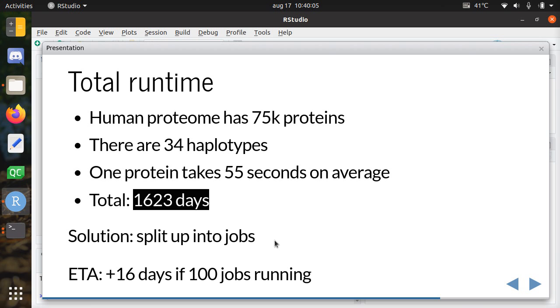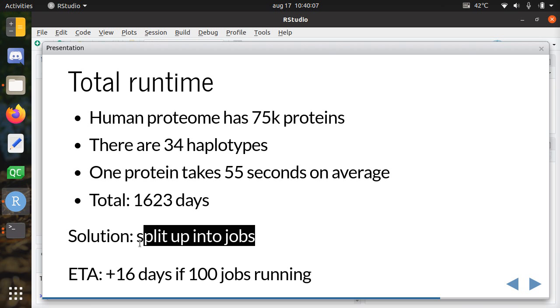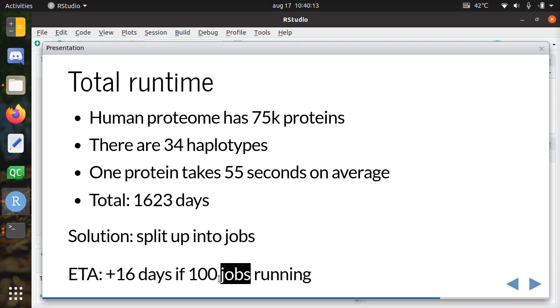But of course, you can split up the calculation in jobs. If, let's say, you split it in 100 jobs, or at least have 100 jobs running at the same time, it will only take a bit more than 16 days to get your result, which is manageable, that's fine.